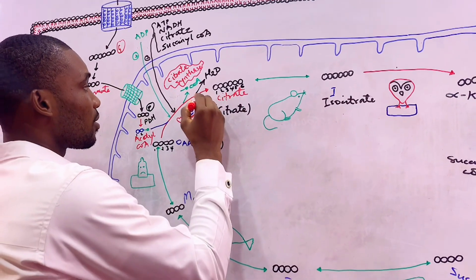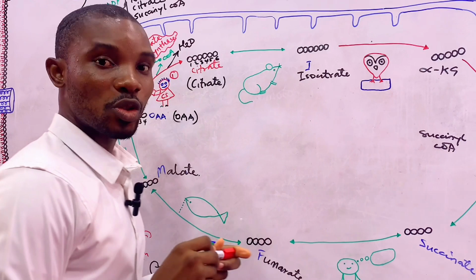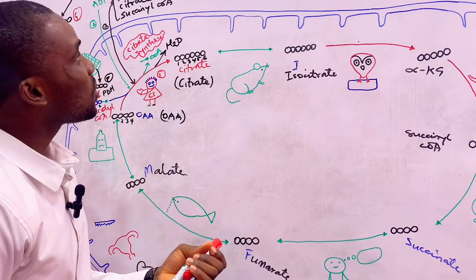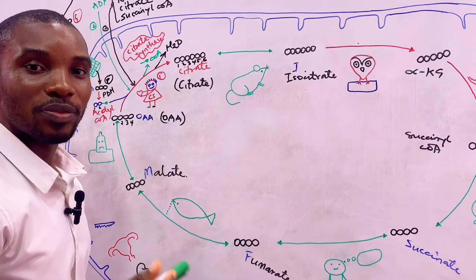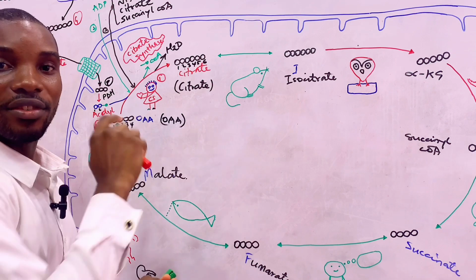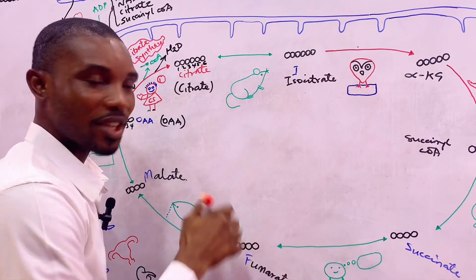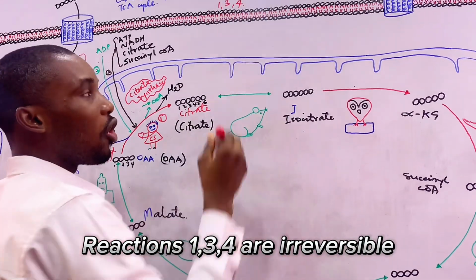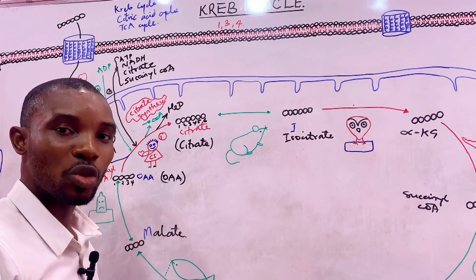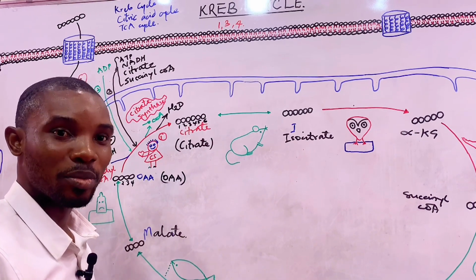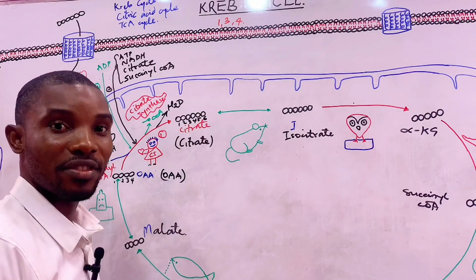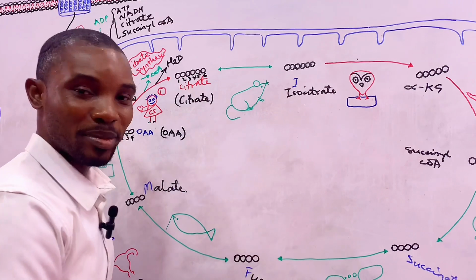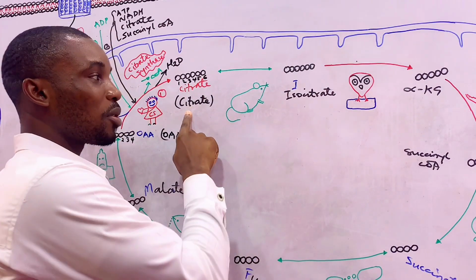This was reaction 1. Now, let's go over to reaction 2. If you notice, reaction 2 is reversible. Now, I told you the reversible and irreversible reactions of glycolysis. Let me tell you the reversible and irreversible reactions of the Krebs cycle. So, reactions 1, 3, 4 of the Krebs cycle are irreversible. Remember I told you 1, 3, 10 for glycolysis are irreversible. In this case, 1, 3, 4 are irreversible. So reaction 1 was irreversible. Now reaction 2 would be reversible. Okay?